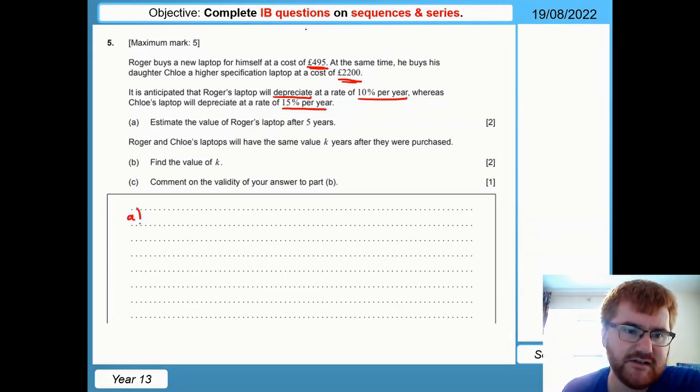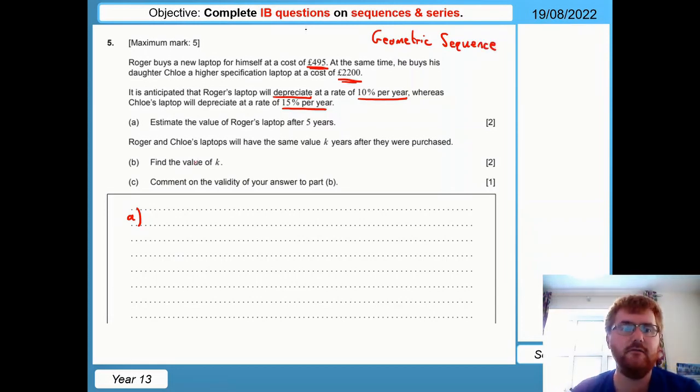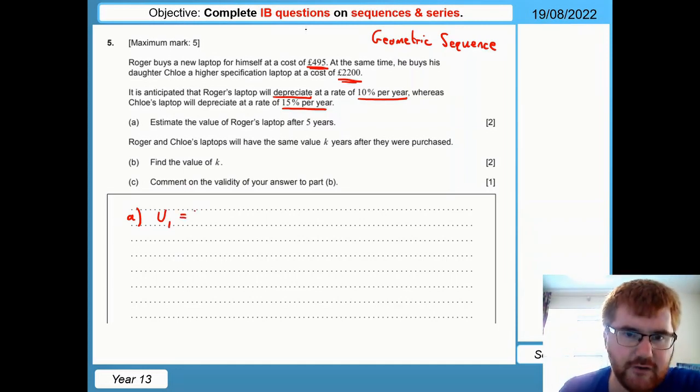So the way we do this, again, this is actually a geometric sequence problem. Now, how do I know this? Because we got a depreciation and a 10%. So I'm seeing that information, I'm going, aha, geometric sequence. Now, the way we have to work that out is we need to work out the first term of the sequence, if you want to put it that way, which is going to be 495. So that's what we're going to start at, U0. And what we want to work out is after 5 years.